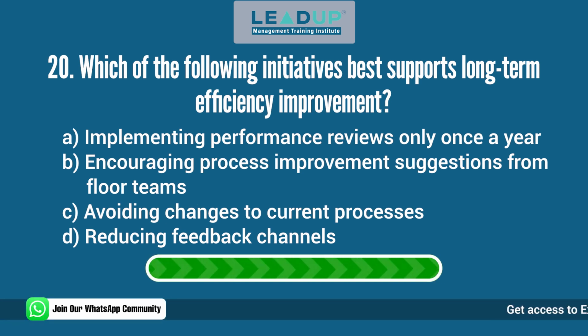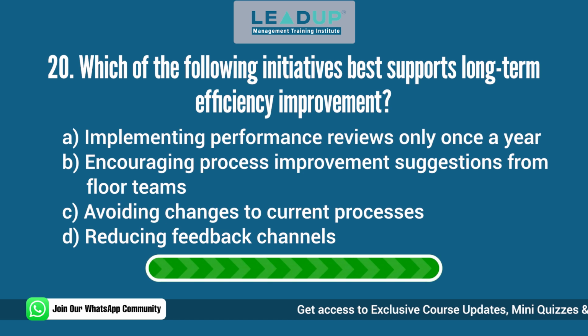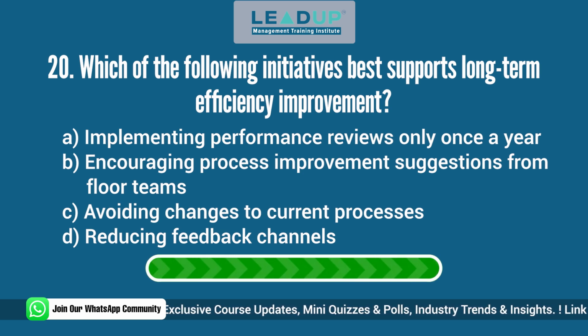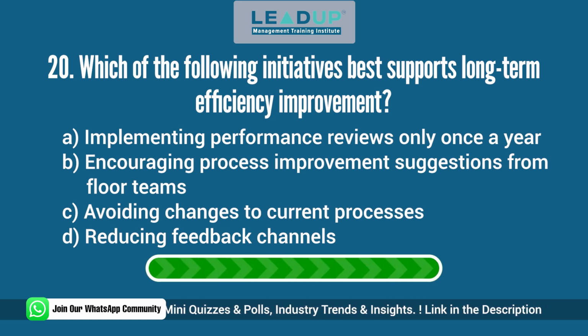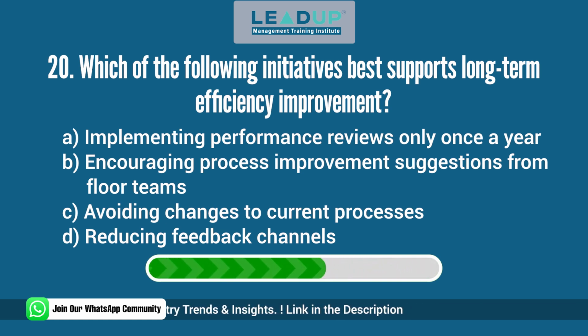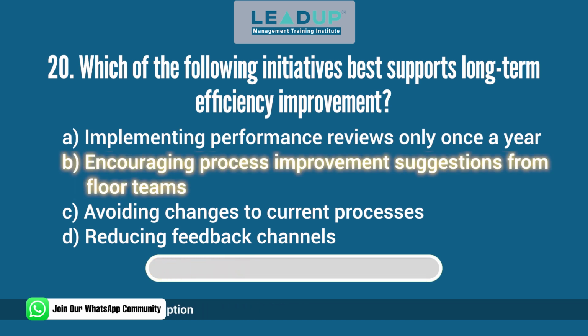Question 20. Which of the following initiatives best supports long-term efficiency improvement? A. Implementing performance reviews only once a year. B. Encouraging process improvement suggestions from floor teams. C. Avoiding changes to current processes. And D. Reducing feedback channels. Answer: encouraging process improvement suggestions from floor teams.